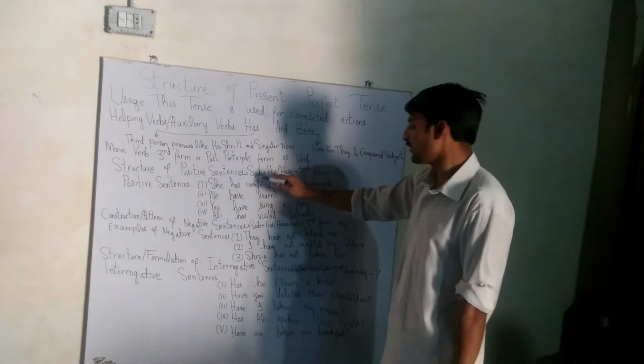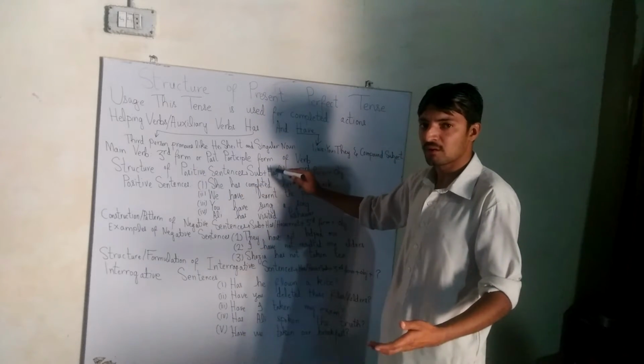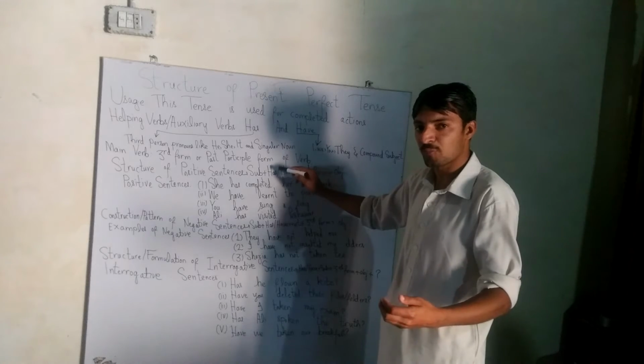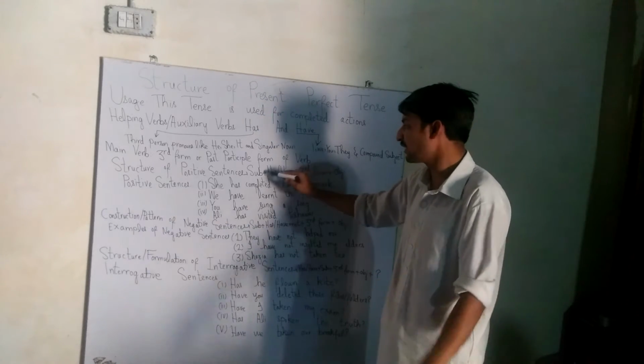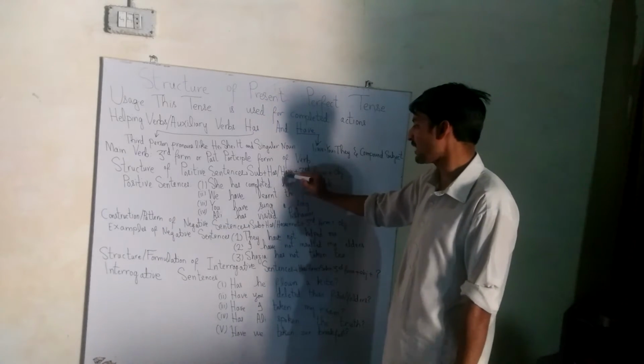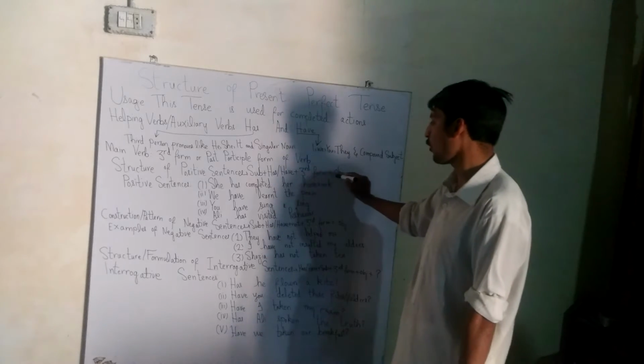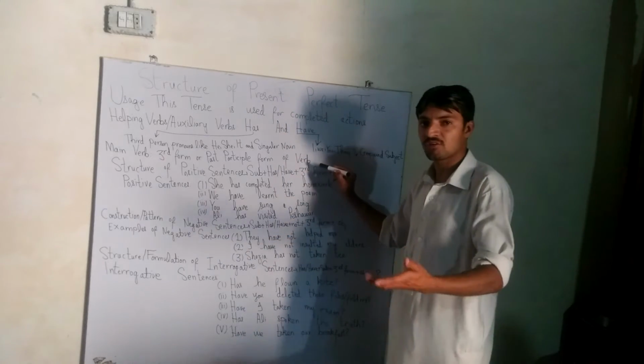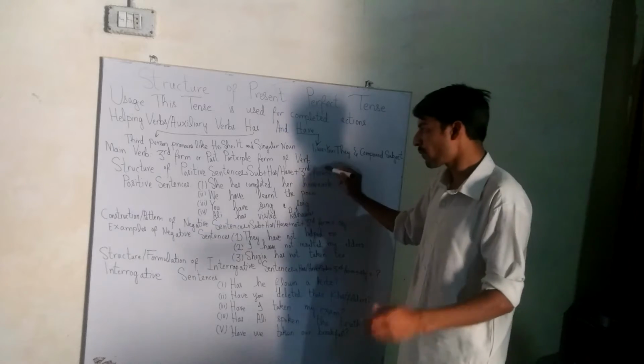Structure of positive sentences. In order to make a positive sentence of present perfect tense, we have the structure: subject plus has or have plus third form plus object. We have to follow this structure, this rule.